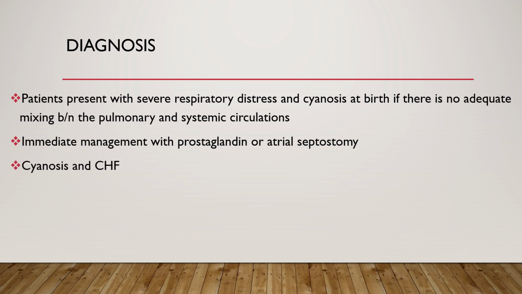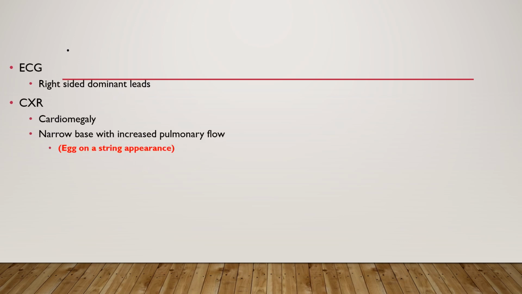Cyanosis and heart failure are the most common presentation, and cyanosis is not responsive to oxygen in this case. On ECG, there are right-side dominant leads, and on chest X-ray, cardiomegaly with a narrow base and increased pulmonary blood flow, or an egg-on-a-string appearance, can be seen.